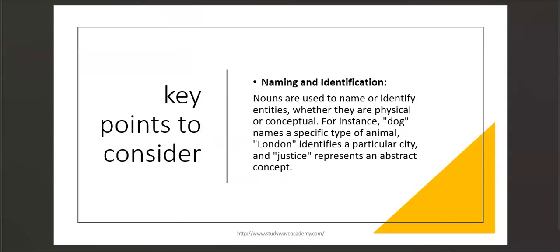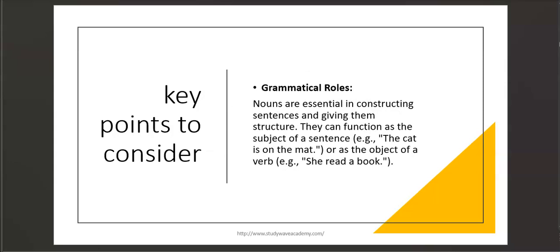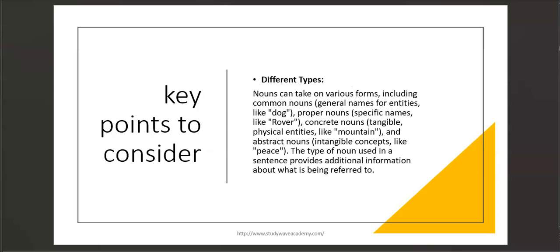So the first concept I talked about, or the key point to consider, is naming and identification. I explained that. The second concept is person, place, thing, or idea. I also talked about that. And then the grammatical roles, I also looked at that. And now I was talking about the different types. So another key point to consider is that nouns are of different types.